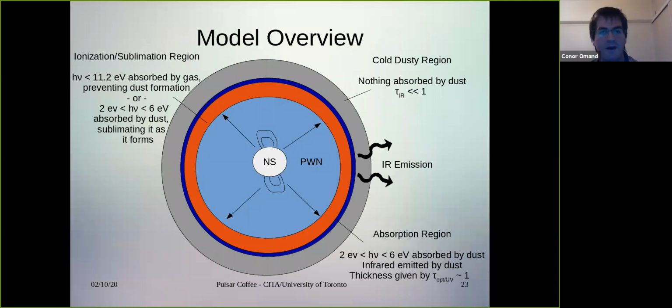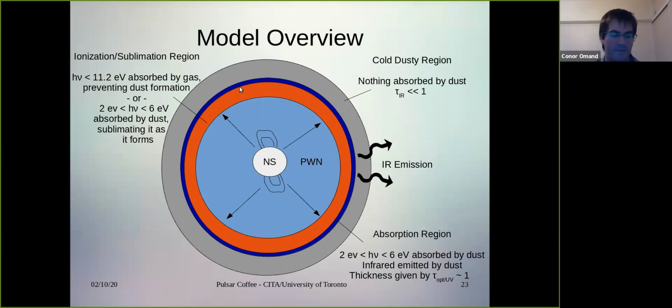So this is the model we have. We have the neutron star pulsar nebula at the center, and then we have the ejecta, which I've sectioned off into 3 zones. This inner zone we call the ionization and sublimation region. This is where the gas is either ionized and cannot form dust, or as soon as it does form dust, it's sublimated from the pulsar nebula emission. And so this is a dust-free region.